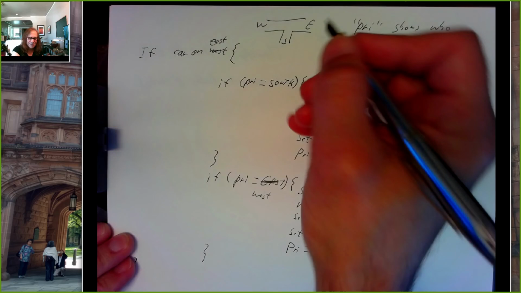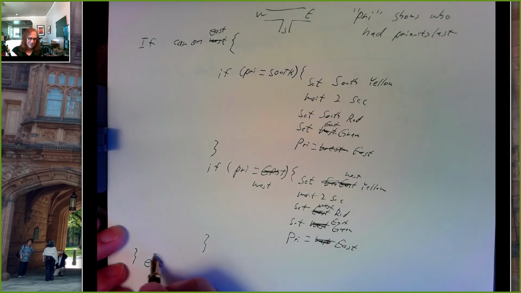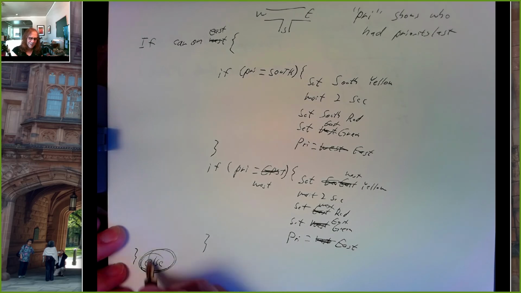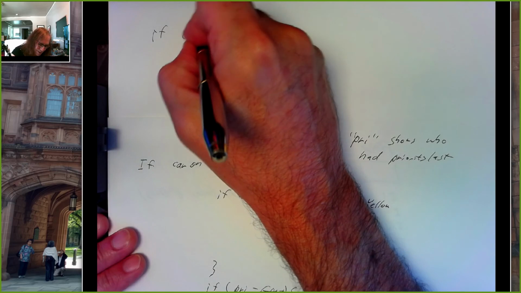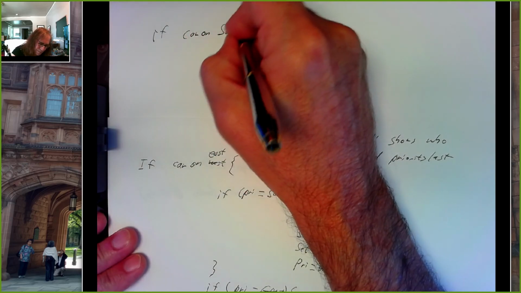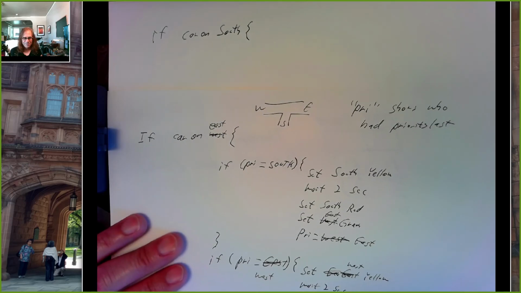All right, so this is all if there's a car on the east. If there's not a car on the east, and I want to have an else here, this has got to be an else, right? The way that I'm doing it. Else, if there's a car on the south, well, we know there's not a car on the east, right?